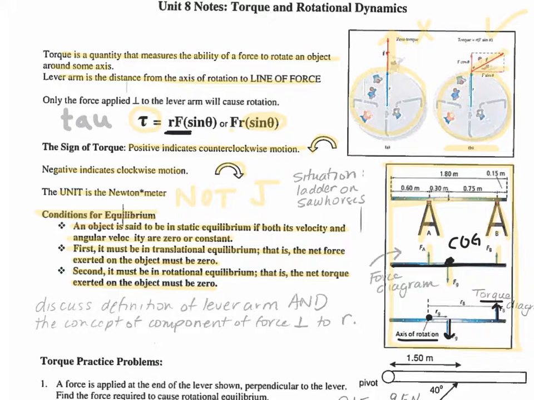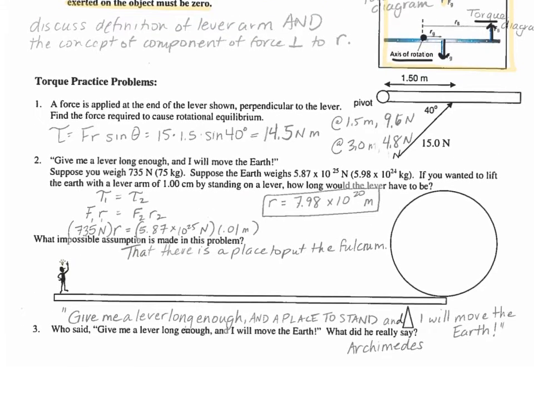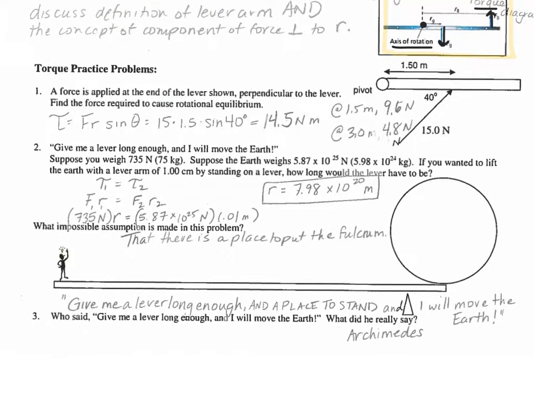So next, let's look at some practice problems. I've just gone ahead and written out the answers here, and I'll talk through them. Number one: a force is applied to the end of the lever shown, perpendicular to the lever. Find the force required to cause rotational equilibrium. When I solve a problem like this, what I'd like to do is identify the pivot. And so the pivot is right here. And then I also need to identify the force, which is 15 newtons, and its distance from the pivot.